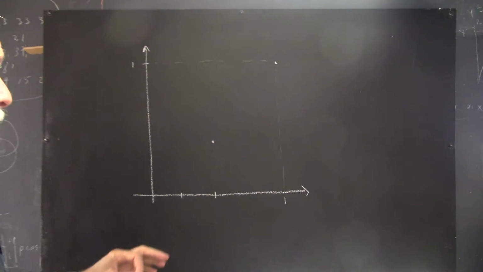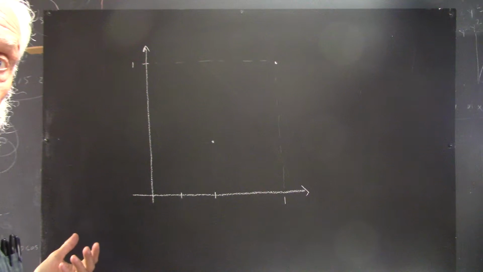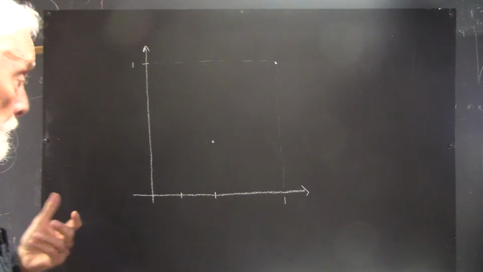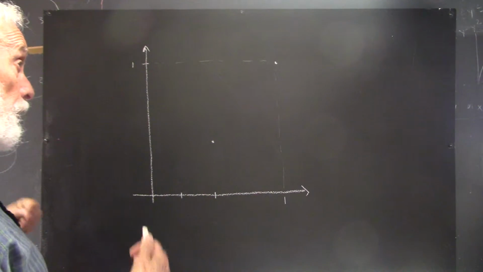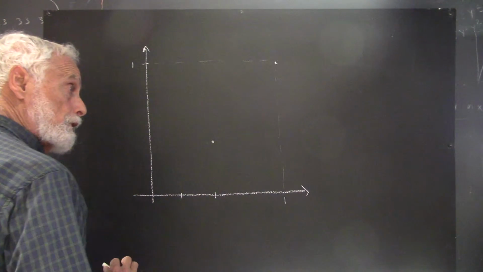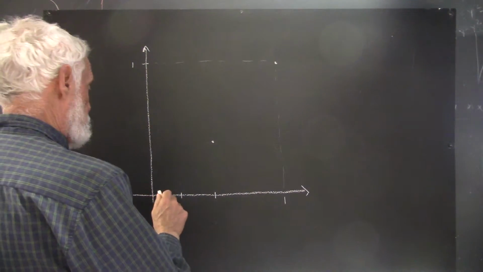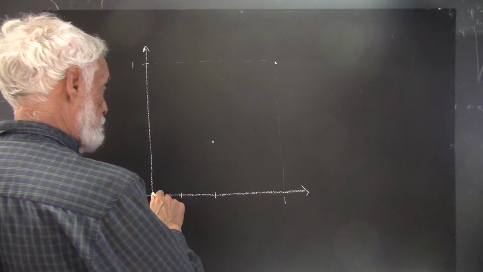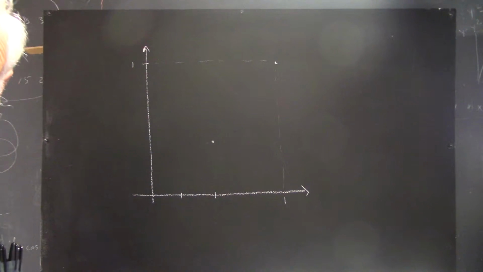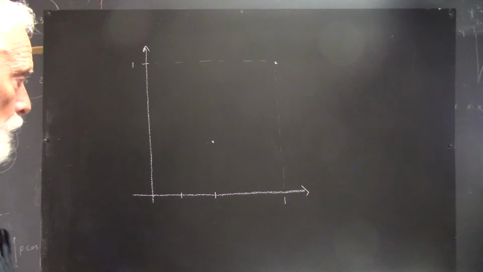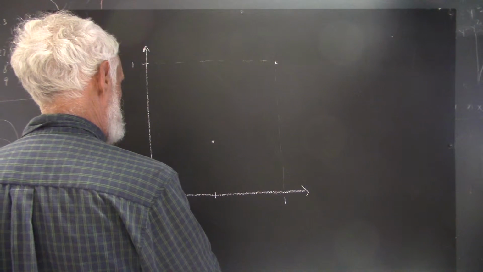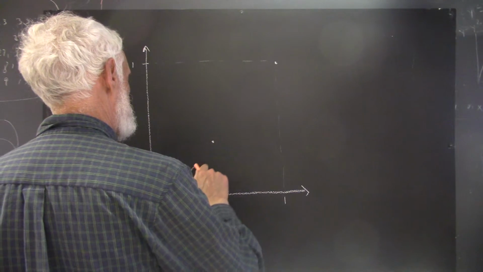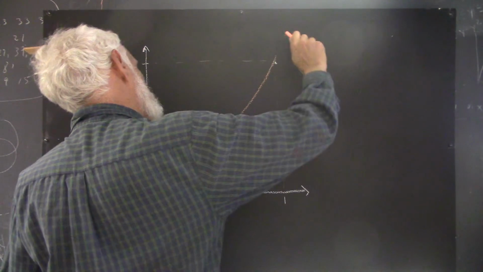Now, you want to think about whether this graph actually goes through the point 0, 0. You want to reason that out. If it does, and you can't just assume that it does, but if you can reason out that it does, then it appears that the graph of this function should look something like this.